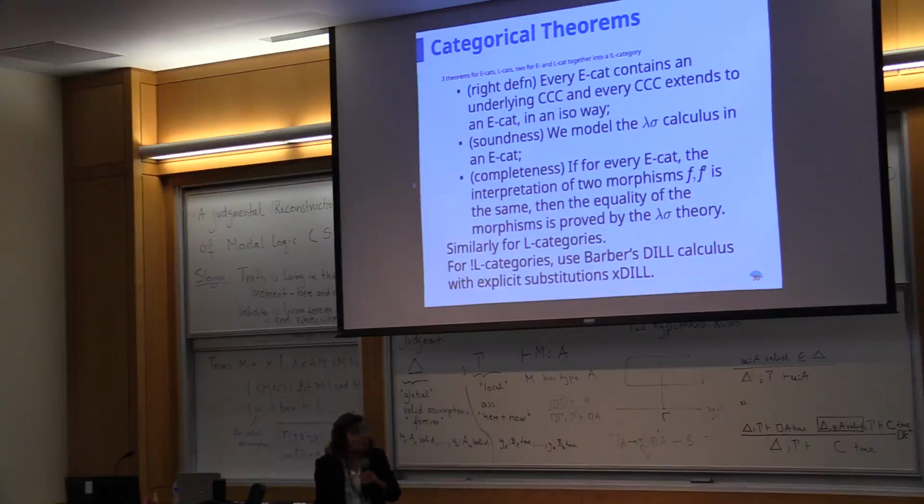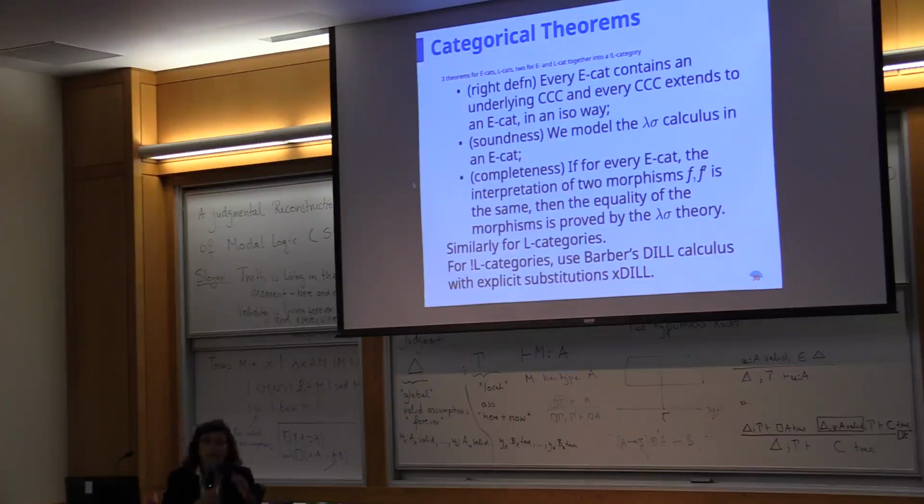So we end up with quite a few theorems. We end up with a theorem saying that the definition works as expected, meaning that an E cat contains an underlying CCC, so you get rid of all the explicit substitutions and have just the terms as you expected to have. You have soundness, because we can prove that we model the lambda sigma calculus as we expected. So anything that's a term of the lambda sigma calculus will have a representative in one of these E cats.